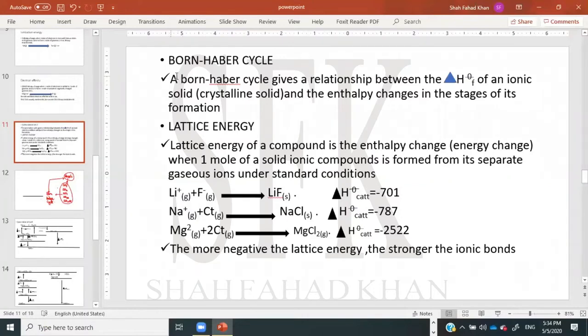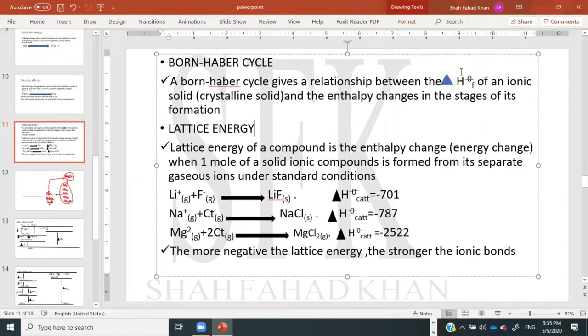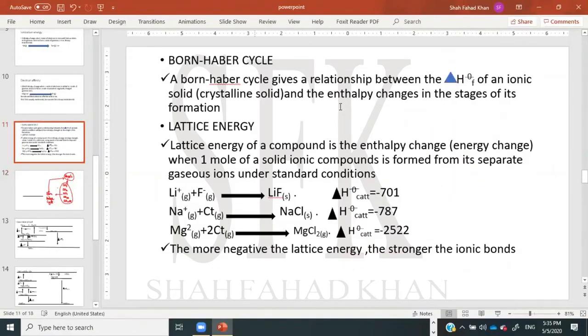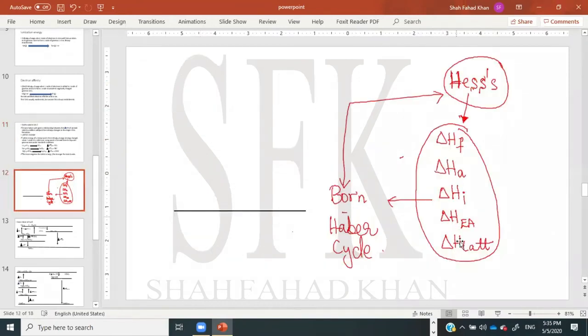The definition of Born-Haber cycle is right over here. I've written it down. A Born-Haber cycle is a Hess's cycle that gives a relationship between the enthalpy change of formation of an ionic solid crystalline compound and the enthalpy changes in the stages of its formation. So basically, enthalpy change of formation, this is something that we've already discussed. And it's the delta HF that we are talking about over there, and all the different enthalpy changes that are associated in its formation.